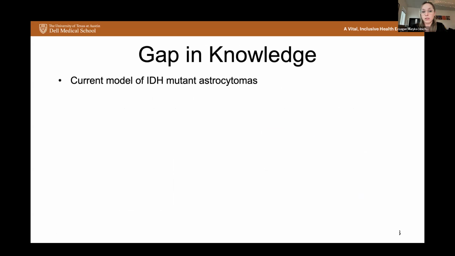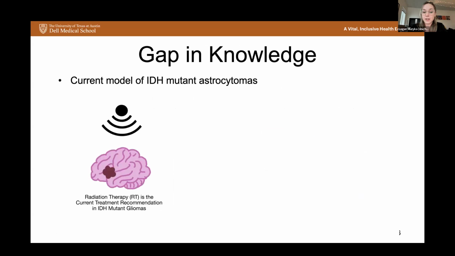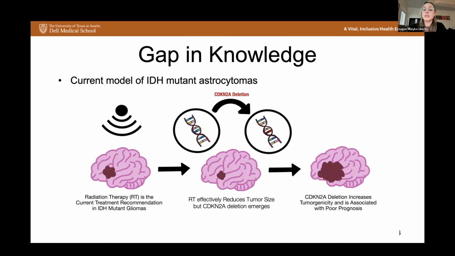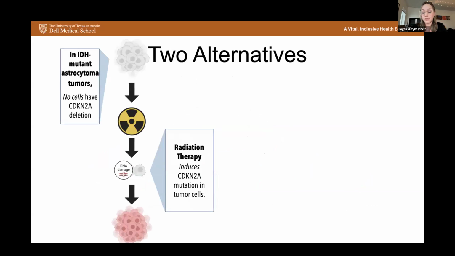So here's the current model of what we know. Radiation therapy is the current treatment recommendation. Although it effectively reduces the tumor size, we see the emergence of the CDKN2A deletion. And once tumors have this deletion, they have increased tumorigenicity and a worse prognosis. So this leads us to two alternatives exploring the relationship between radiation therapy and CDKN2A mutation.